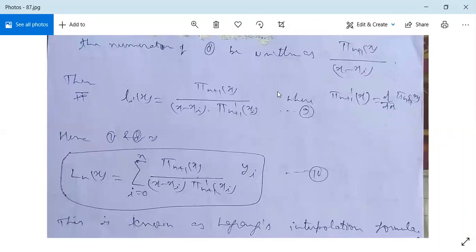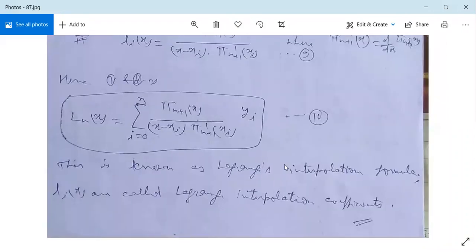Hence, equations 7 and 8 will imply that ln x is equal to summation i equals 0 to n of pi n plus 1 x by x minus xi pi n plus 1 dash xi into yi. So this is the formula. This is known as Lagrange's interpolation formula, and li x are called Lagrange interpolation coefficients. We will use this formula to find the Lagrange interpolation polynomial, or to find a polynomial which satisfies the given tabular values.